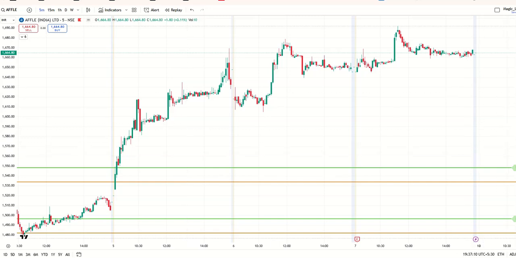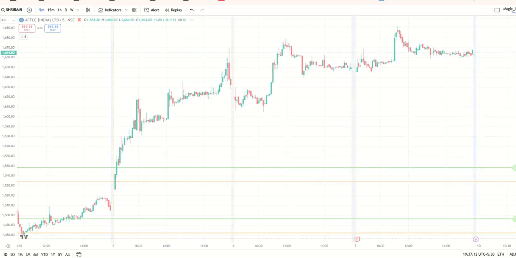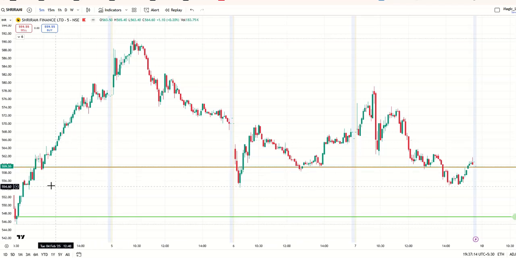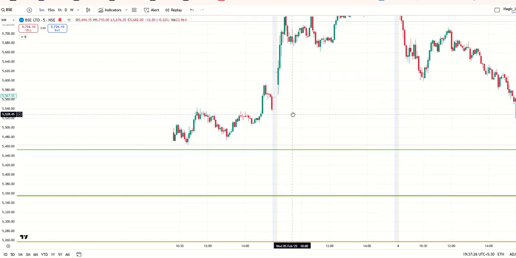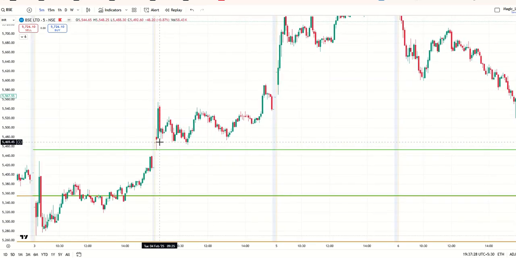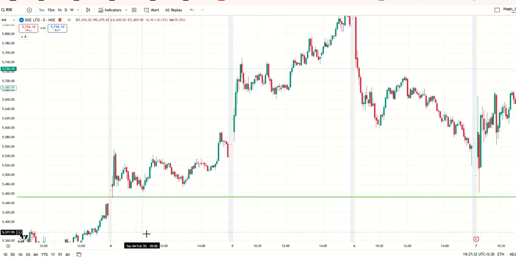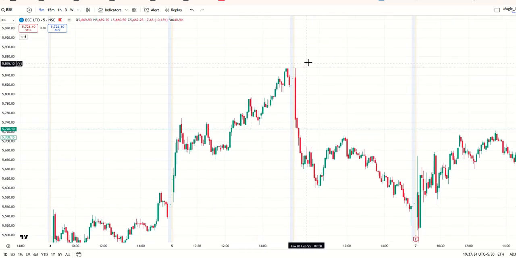Let me show you one or two more examples quickly, like Shriram Finance, for example. If you look at this breakout here, it has given good upside momentum, and then there seems to be a return, but this level seems to be acting as support. And there's another one, BSE. If you look, BSE actually crossed somewhere here, on 4th February, and from here, which is 5,460, we saw 5,860, 400 rupees up.